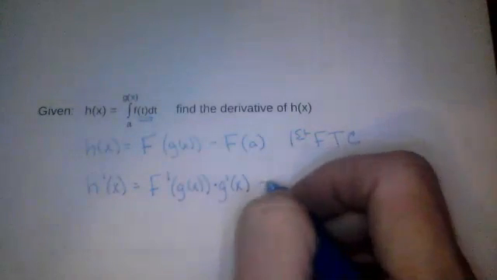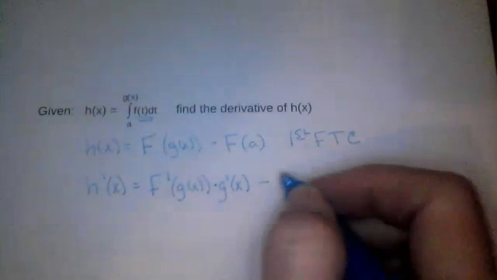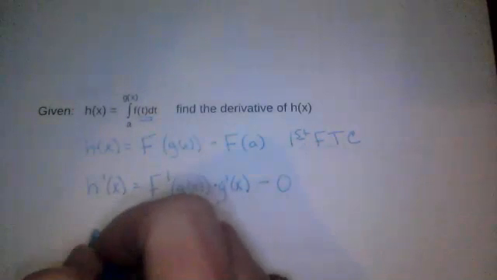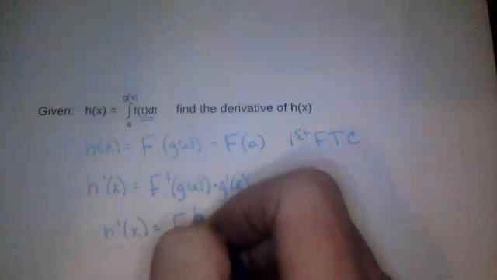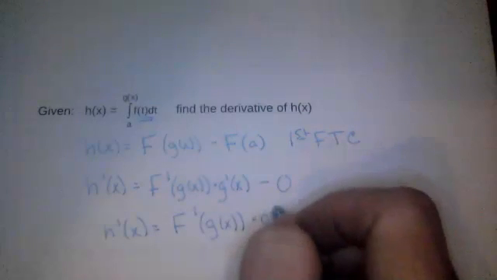All right, minus, and then over here, this is just a constant. So that's just going to be 0. Derivative of a constant is 0. So what we have now is that h prime of x equals F prime of g of x times g prime of x.